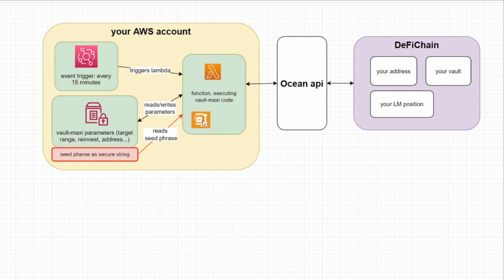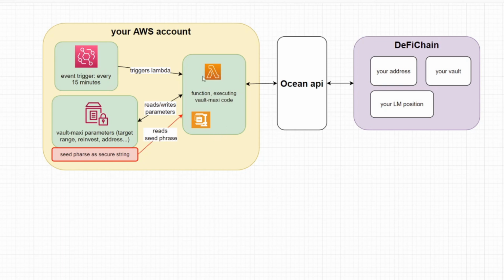Now this code needs to be triggered. So AWS also provides this EventBridge and this event trigger. We can say, okay, I have this trigger, and I want this trigger to fire every 15 minutes. So every 15 minutes, this trigger on AWS triggers the Lambda. So our code is executed every 15 minutes. It checks the state, connects with the Ocean API, checks the state of the chain, maybe signs and executes some transactions, and then it finishes and waits until the next trigger comes along and triggers the execution.